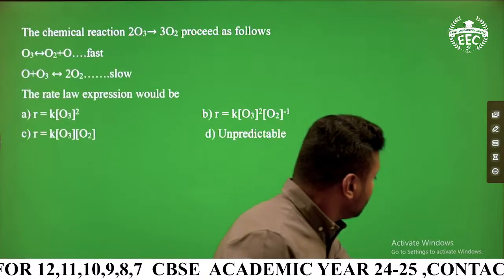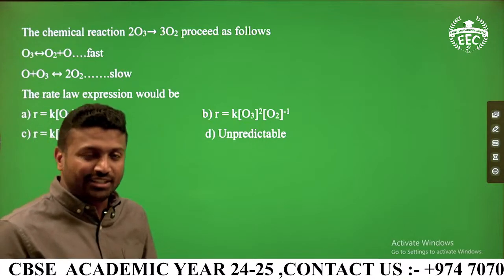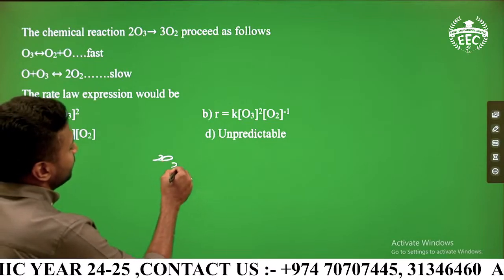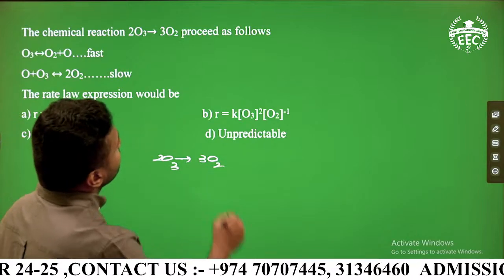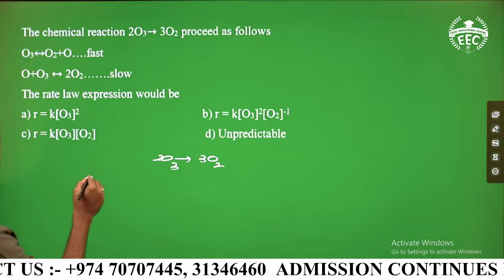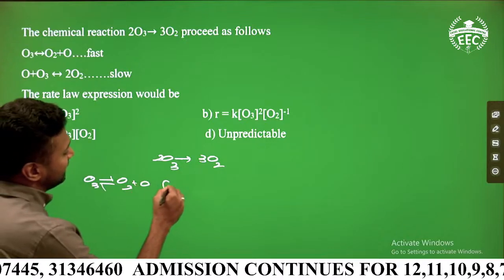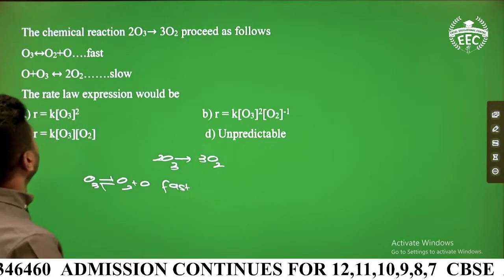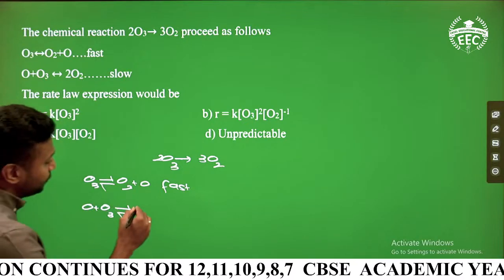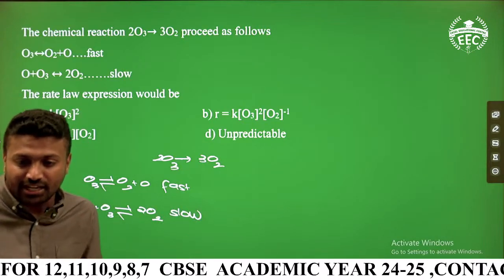Now going for the most hot question for you today. Let's try. It's actually a neat question. Given that 2O3 gives 3O2, the reaction proceeds as follows. O3 reversibly gives O2 plus O, and it's a fast reaction. Then the second step: O plus O3 reversibly gives 2O2, which is a slow reaction. What would the rate law expression be?